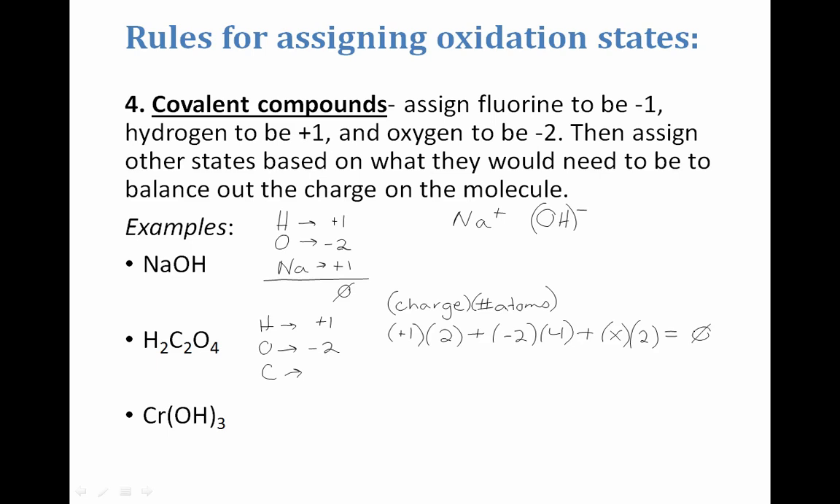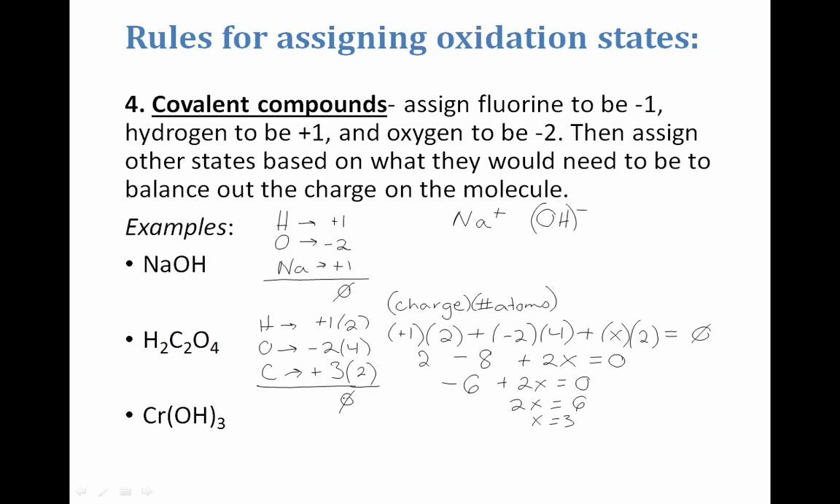So let's finish this math then. So here we have 2 plus -2 times 4, so -8, plus 2x equals 0. So -6 plus 2x equals 0. 2x equals 6. x equals 3. So what's our charge on carbon? +3. Okay. And notice we could add them all up and make sure it all works. There are 2 hydrogens, 4 oxygens, and 2 carbons, just to recheck ourselves. So +2 minus 8 plus 6 gives us 0.